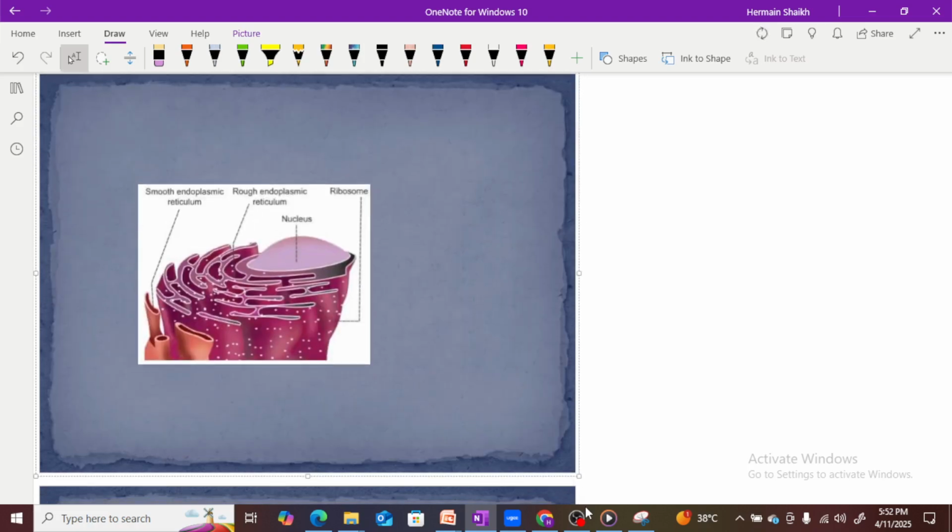Here is the structure of it, or the image you are seeing, that here is the nucleus, and all over it the endoplasmic reticulum is present. Here the dotted structure of ribosomes is present, which is making the rough endoplasmic reticulum, and this is the lacking of the ribosomes on its structure. So these are the smooth endoplasmic reticulum, these dotted ones are the ribosomes.